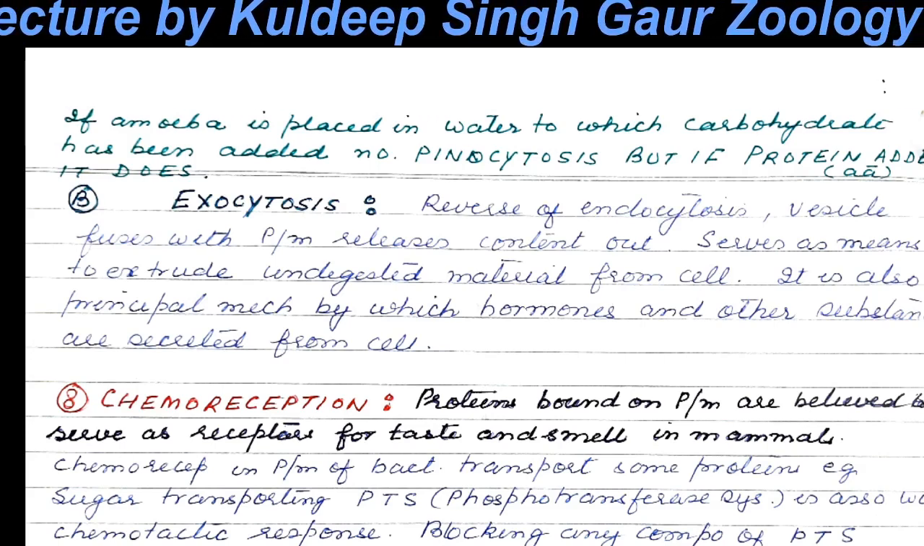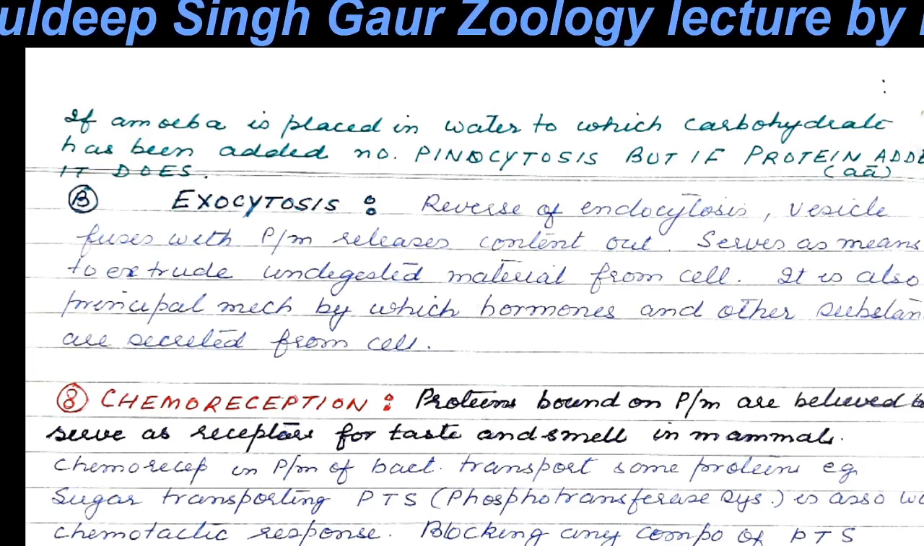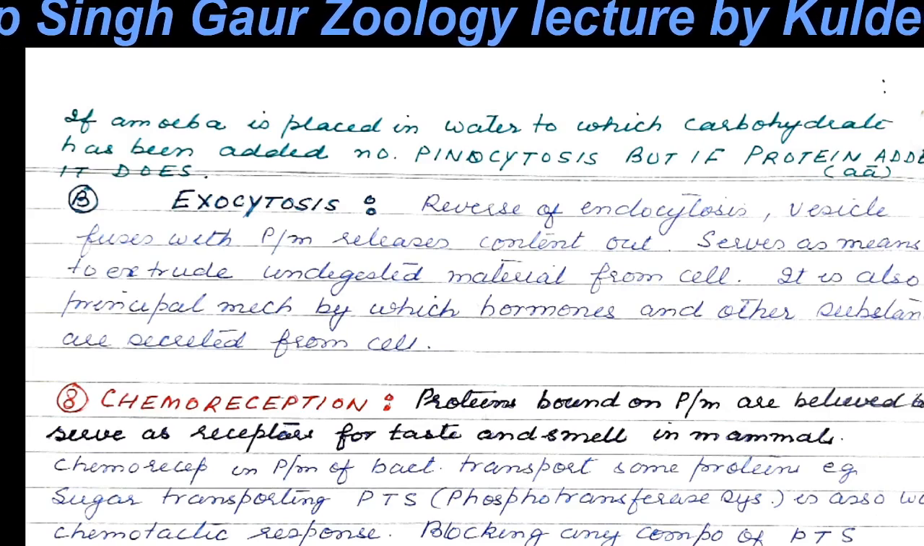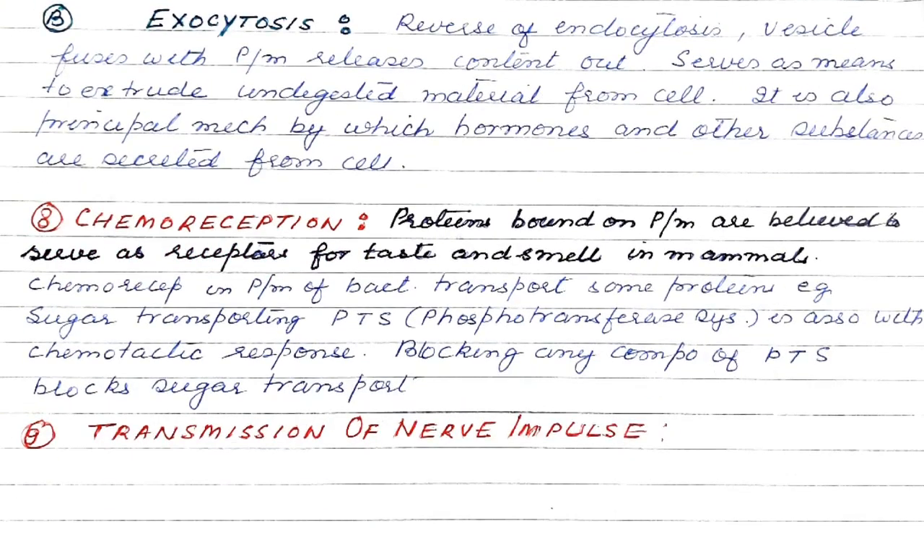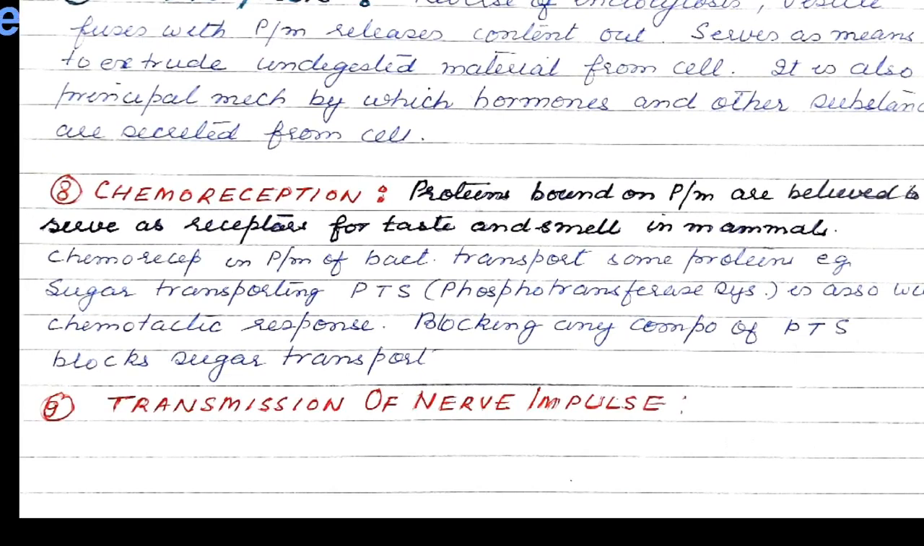And this exocytosis is the process by which many hormones are secreted out of the cell. Then chemoreception. Proteins bound on the plasma membrane are believed to serve as receptors for taste and smell in mammals.